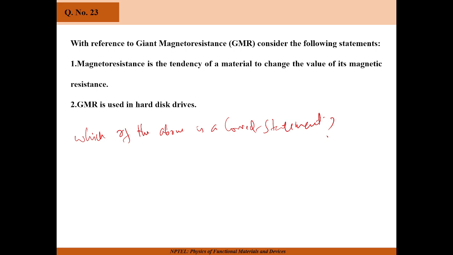If we tell you the correct answer is option 2 only. Why? Because we are talking about the magnetic resistance. It is not the magnetic, it should be the electrical resistance. So basically we are changing the electrical resistance by changing the magnetic field. So the correct answer is option 2 only.